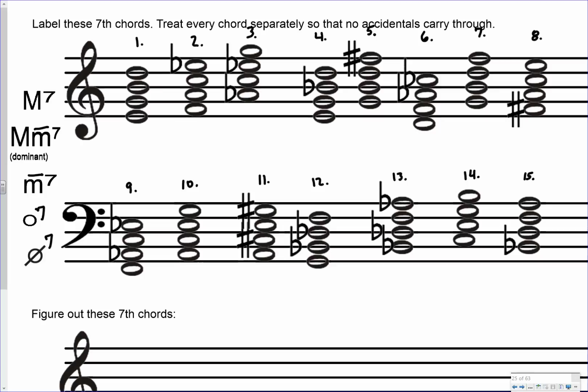So please take some time. I'll give you more time with this since they're all types of 7 chords, and then we'll check our answers. Good luck, AP.